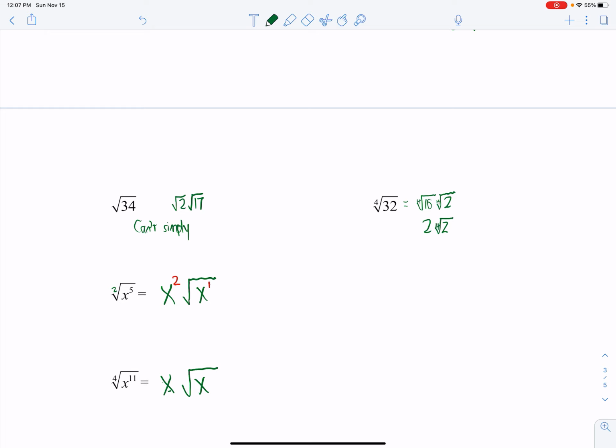So since it goes in there twice, we would have x squared. There's a remainder of 3 when 4 goes into 11, so we still have the fourth root of x cubed, like so.